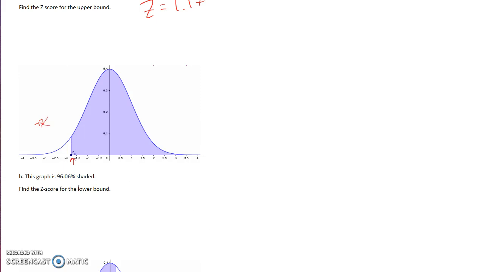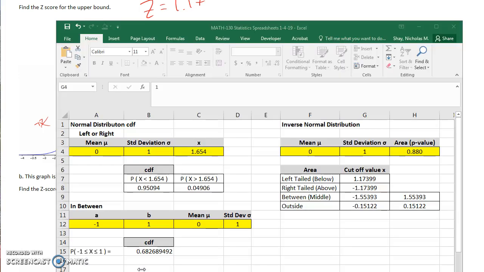It says that this graph is 96.06% shaded. Now we have to be careful here because when they give us a percentage like this, again, we're still working with the mean and standard deviation, but if I try to enter 96.06, the Excel spreadsheet doesn't know, because this area or p-value needs to be written as a decimal, so 0.9606.